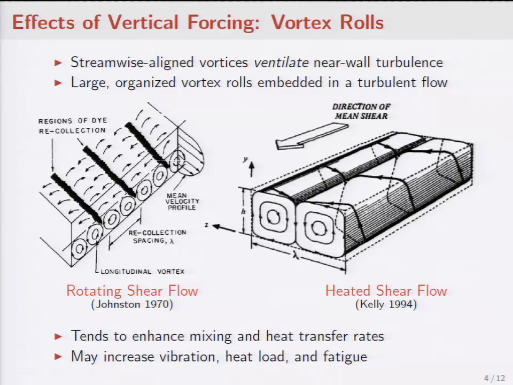Similarly, you can also have body forces and things like this that generate elongated streamwise vortices, as shown here. Like I said, these streamwise vortices ventilate the near-wall turbulence and the large-scale flow above it. What this effectively does is enhance the mixing and heat transfer in these types of flows. I'm showing just two examples; this type of flow configuration is very generic and occurs in many physical applications.